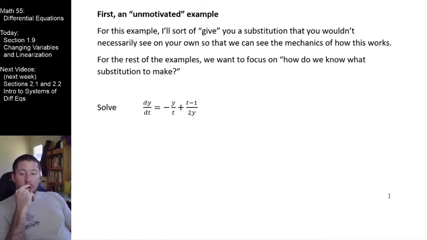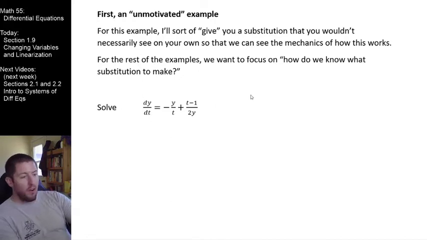So our first differential equation to look at is dy/dt equals negative y over t plus t minus 1 over 2y. And here's the things that I'm seeing right away. It's not autonomous. Right, it's got t stuff.